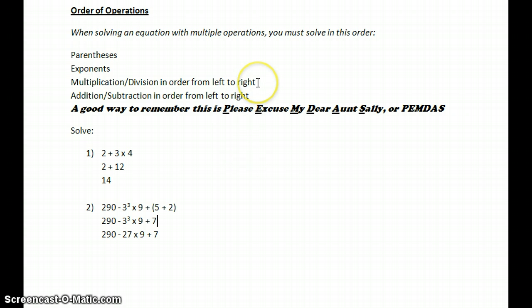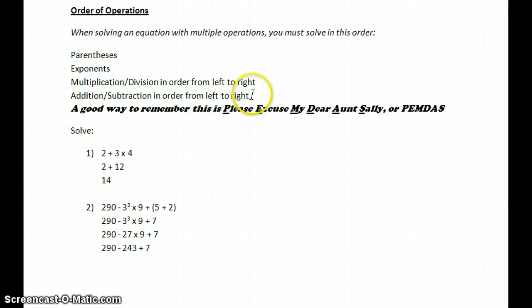So order of operations, I have to do multiplication and division in order from left to right. Well, I have only a multiplication problem, so I'll go ahead and solve that. 27 times 9. I'll go over to the side and solve it, and I get 243. And notice my equation now says 290 minus 243 plus 7.